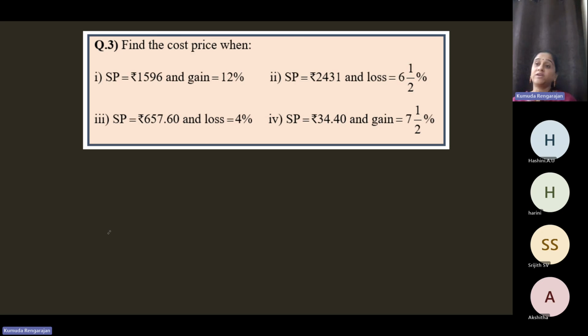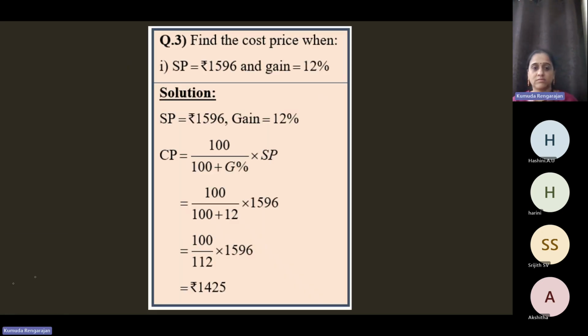See the next heading, find the cost price. Find the cost price, given the selling price in gain percent or the selling price in loss percent. 100 plus 12 into SP 1000.